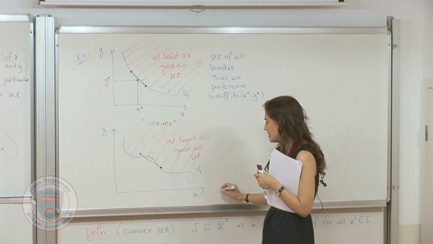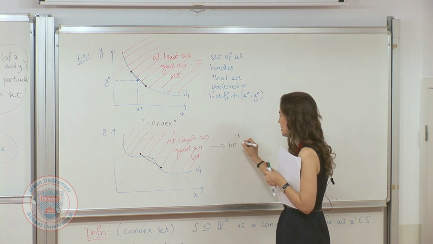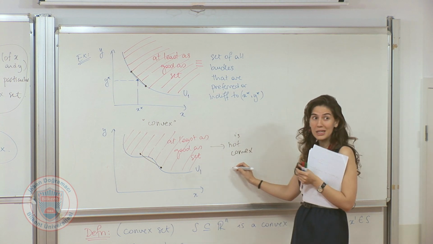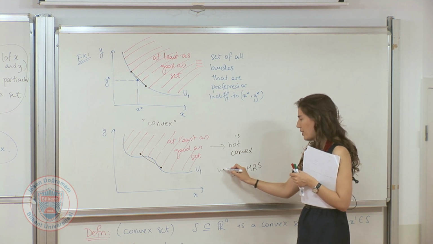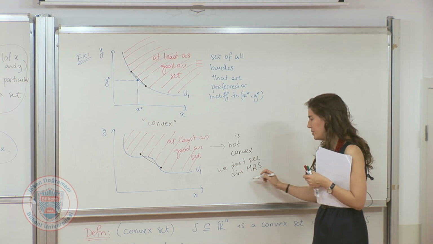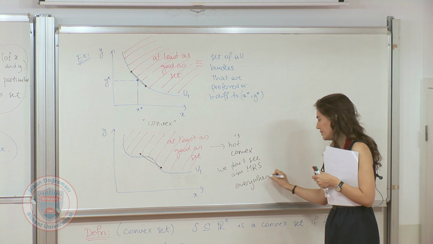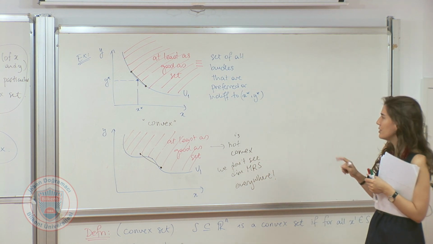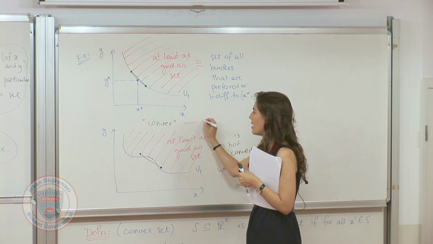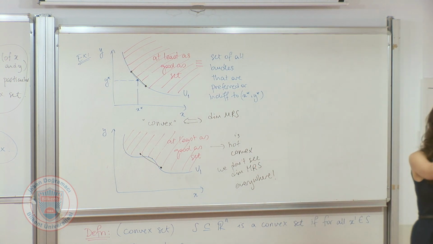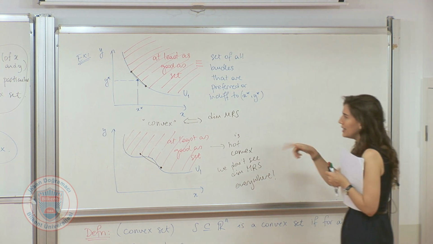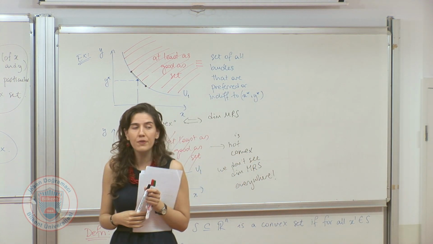So you see that here, the at least as good as set is not convex, right? So we don't see diminishing marginal rate of substitution everywhere. Here we don't see diminishing marginal rate of substitution, but here we do, okay? So you can link the concept of diminishing marginal rate of substitution to the convexity of the at least as good as sets, right? So that is one way of saying it, okay?